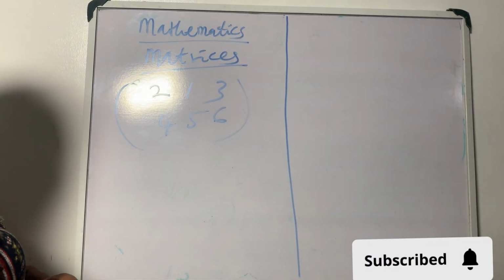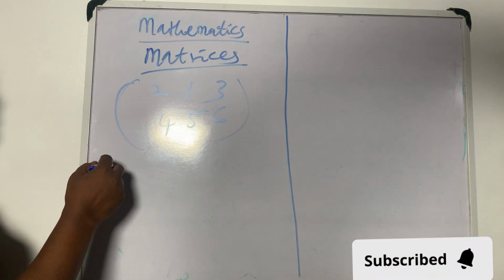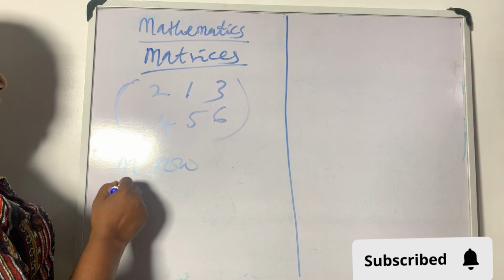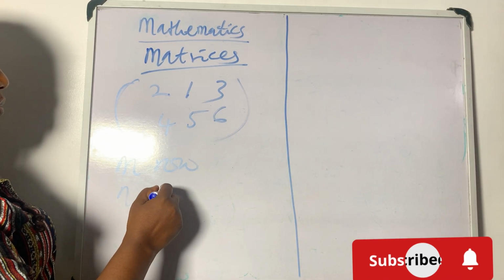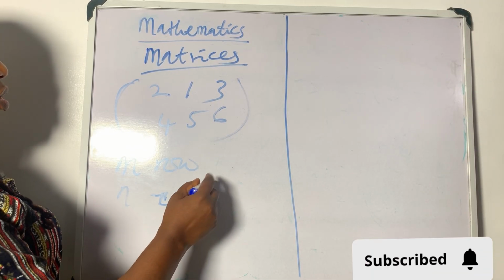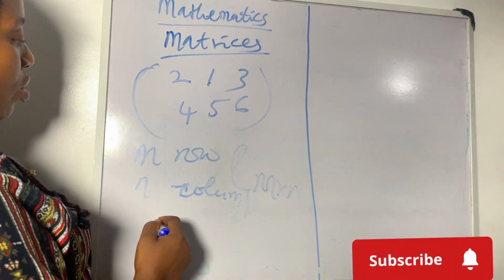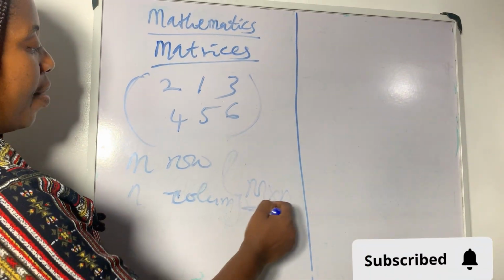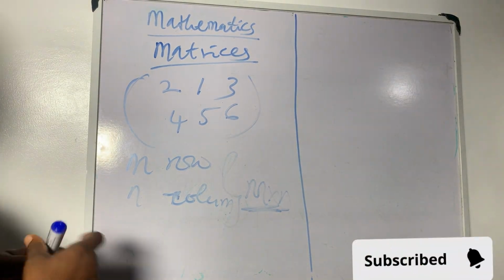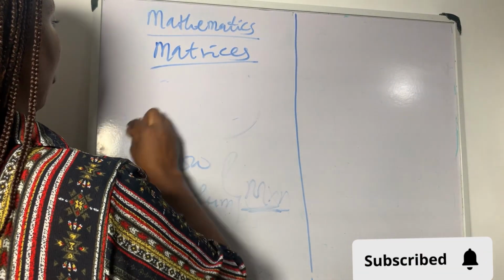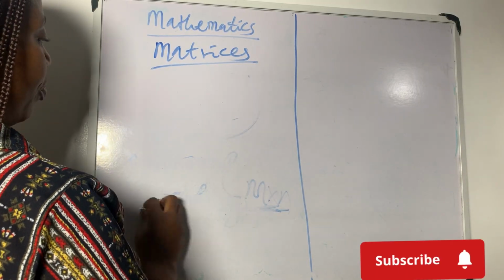Another thing we should know about matrice is that if we have an m row and n column, we describe this as m by n. The order is m by n matrix. Having said that, we'll move over to types of matrix.